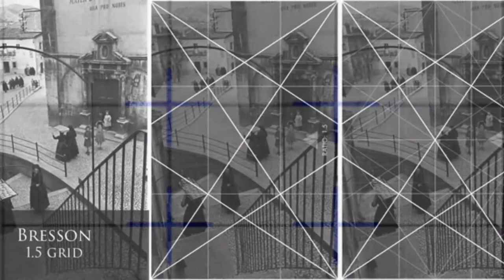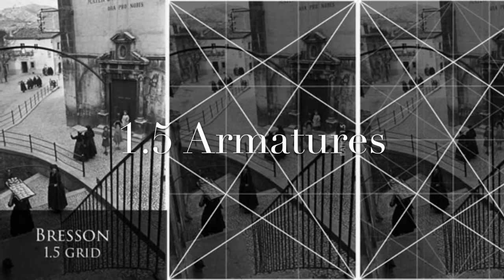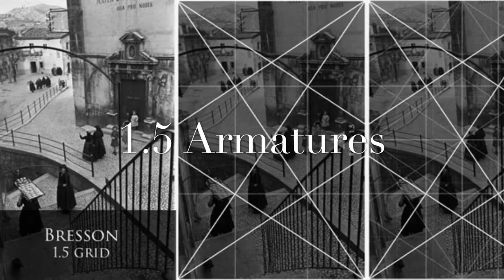A 1.5 armature is created by first drawing two diagonals from each corner of a negative. Then draw the reciprocals from the opposing corners, which will intersect the diagonals at 90 degrees. Finally, draw vertical lines through the intersections of the diagonal and the reciprocal.